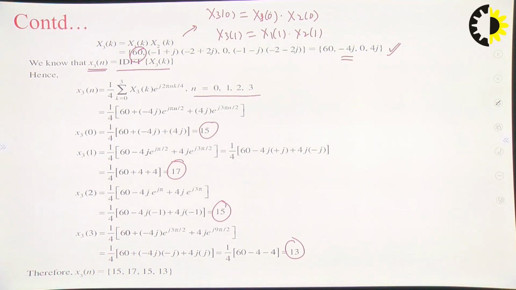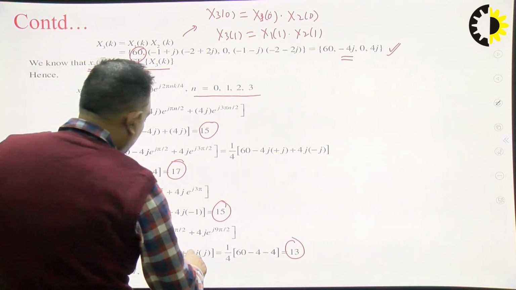So this is the same question that we have taken in the case of the graphical method. So this is the circularly convolved sequence.